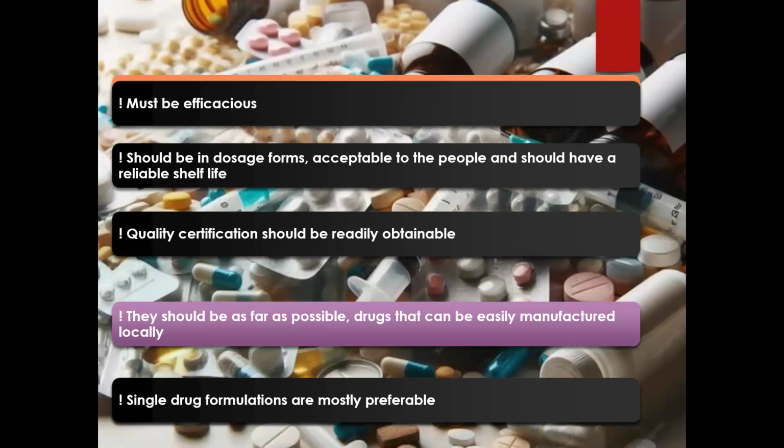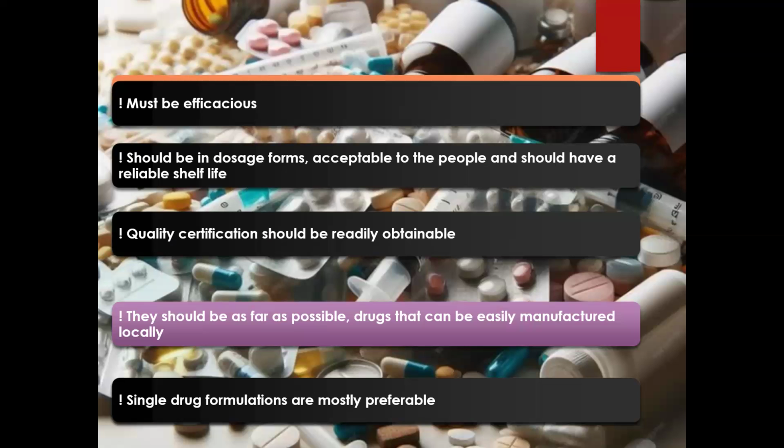It also minimizes the reliance on importation, which can be affected by international supply chain issues, tariffs, and other barriers. So therefore, any drug that will be on a national list must be a drug that the country is able to produce, so that when they have a public health emergency, they can easily access their drugs without waiting for importations or relying on other nations who might also be facing their own internal challenges.